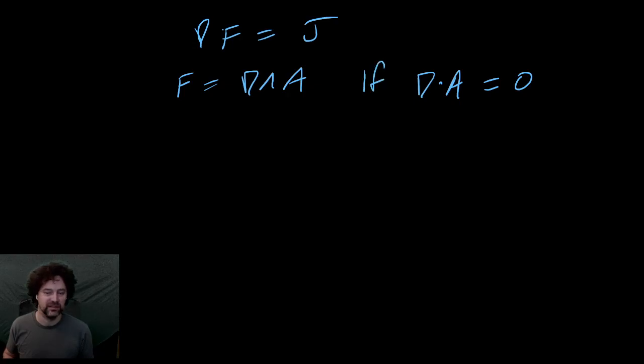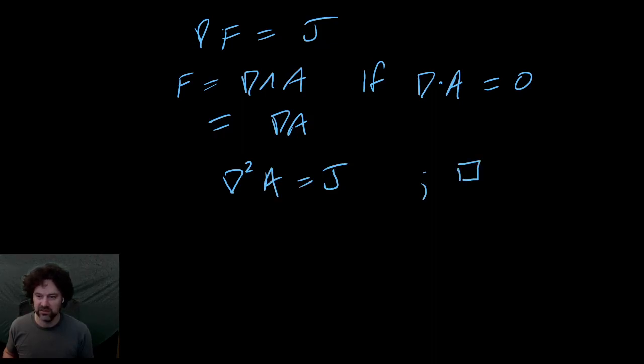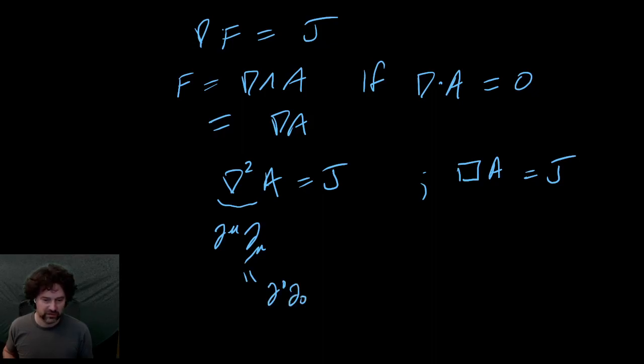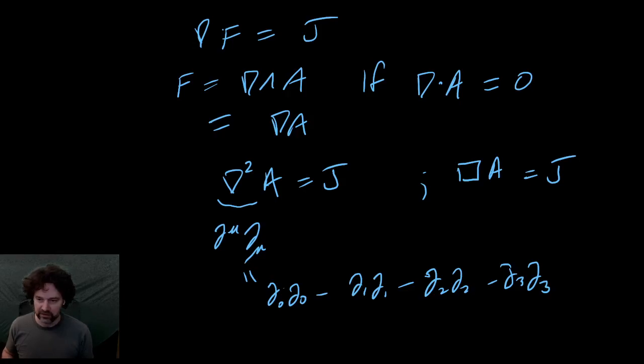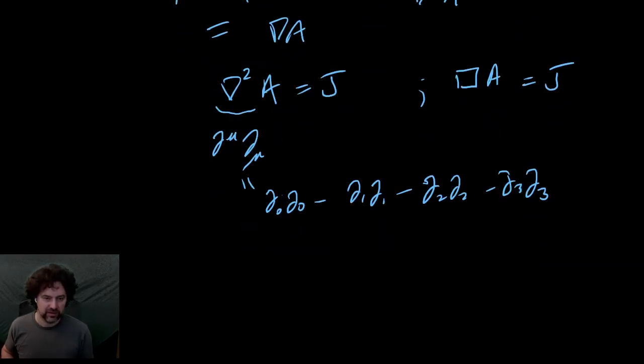If the four divergence of A is zero, then F is actually just grad A. And we now have grad squared A equals J. Or this might be written as box A equals J, because what this grad squared is, is d0 squared minus d1 squared minus d2 squared minus d3 squared. This is just the wave equation. This is a wave equation operator, sometimes written as box. We now have the wave equation of A equals J.